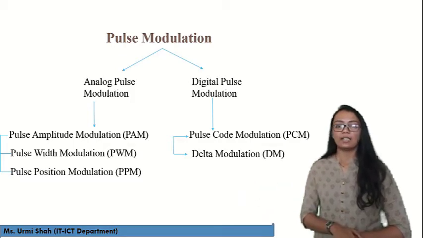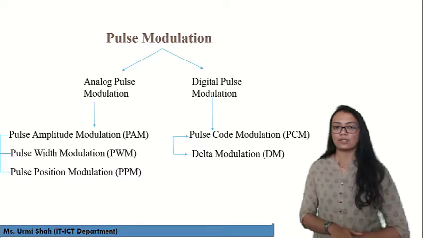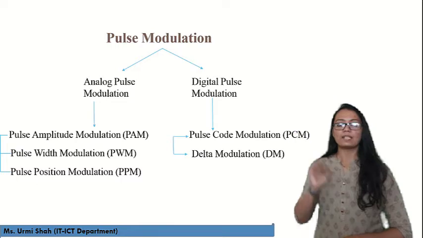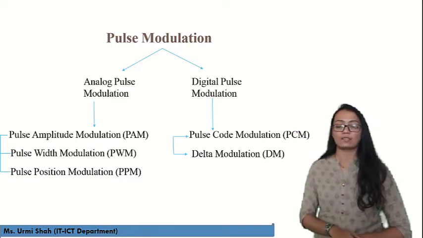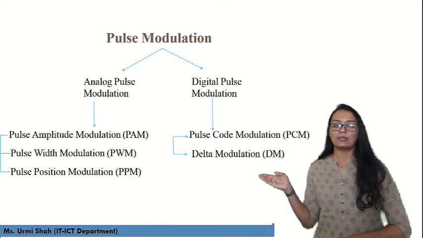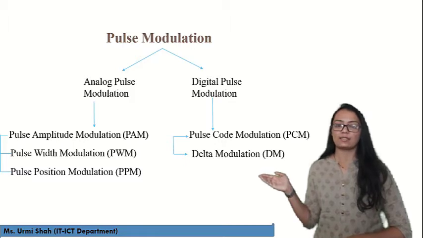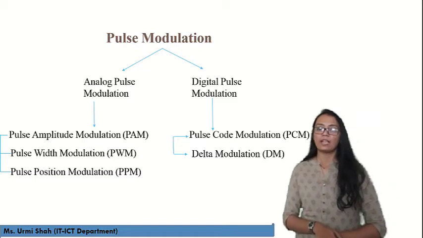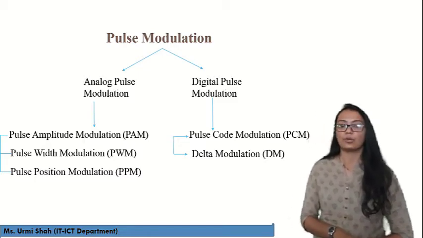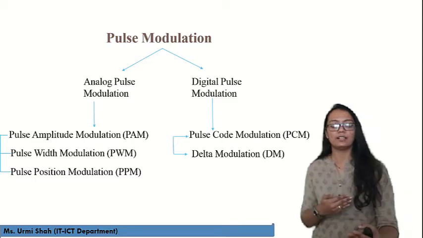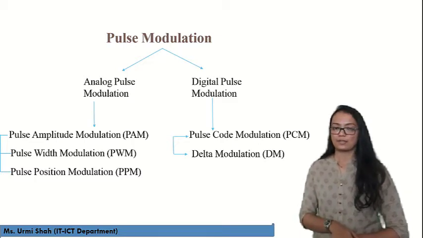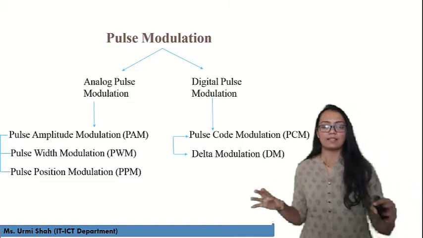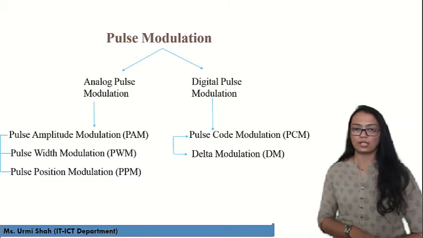Similarly, in the digital pulse modulation scheme, we have the following classification: the first one is pulse code modulation, that is PCM, and secondly we have delta modulation, that is DM. A further upgradation of delta modulation is done in the form of adaptive delta modulation, which we will be learning in the upcoming sessions. So up till now, we have seen the classification of pulse modulation.